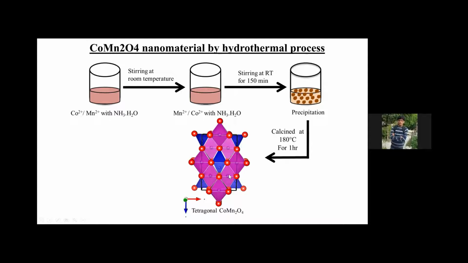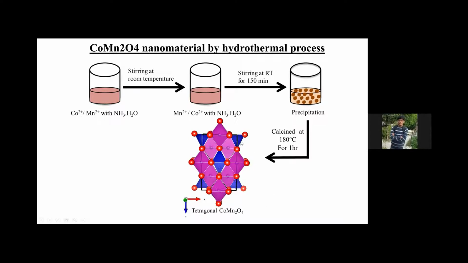So here, what I am saying is why the molar ratio is important. If we use a different ratio, we cannot get the exact tetragonal CoMn2O4. Suppose we use one Co and two Mn, then we can get CoMn2O4. But if we change the molar ratio to two Co and one Mn, we might get Co2MnO4.